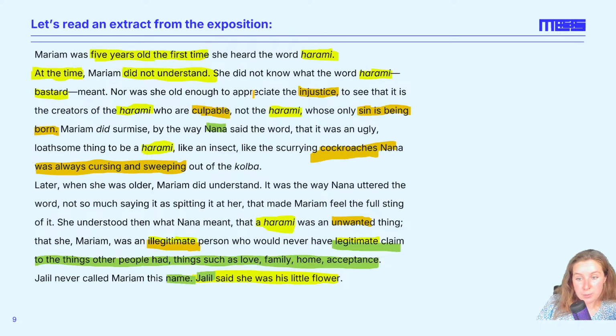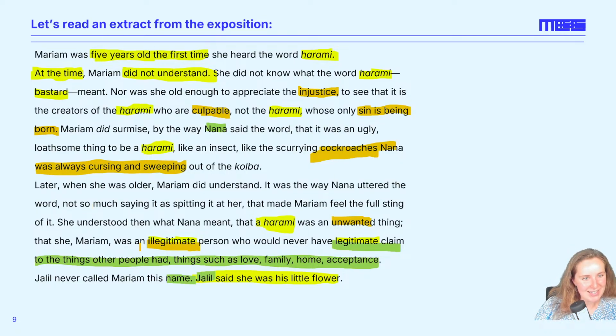She was not old enough to appreciate the injustice of it, to see it's the creators of the Harami who are culpable, not the Harami. So immediately, in the first few lines, Hosseini is positioning us to sympathise with Mariam rather than the traditional societal view of the time, the conventional view at the time, which was that an illegitimate child is inherently sinful.